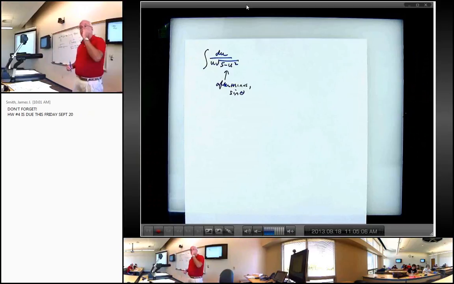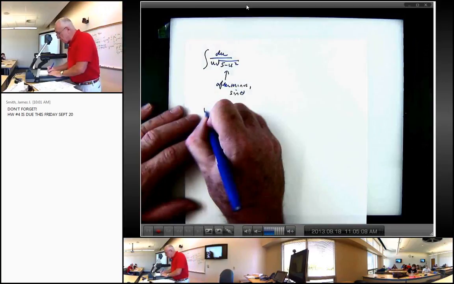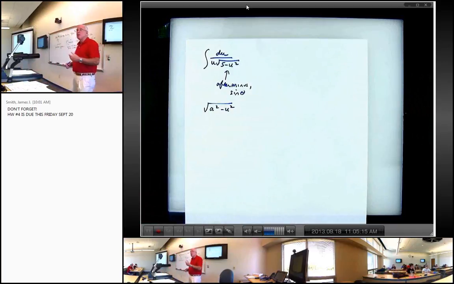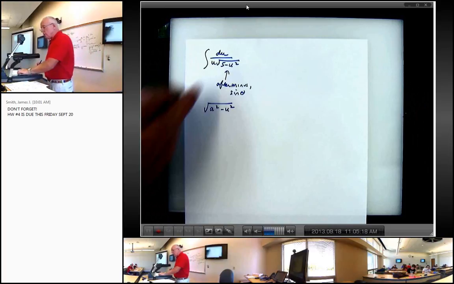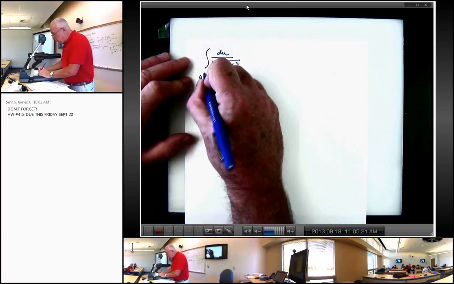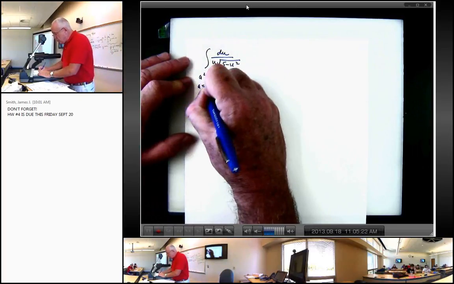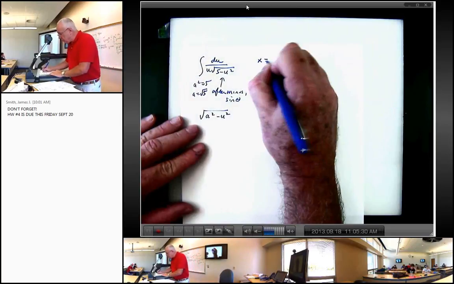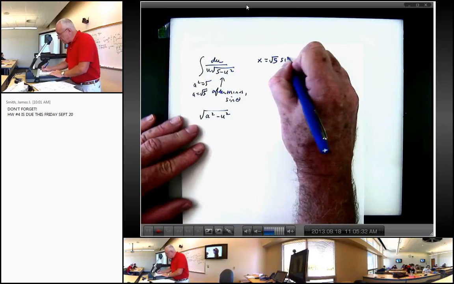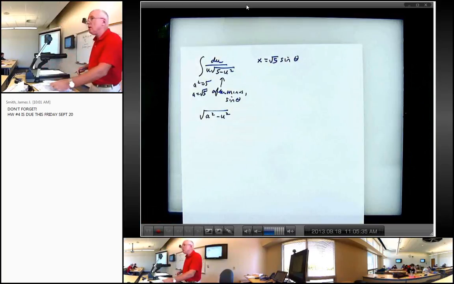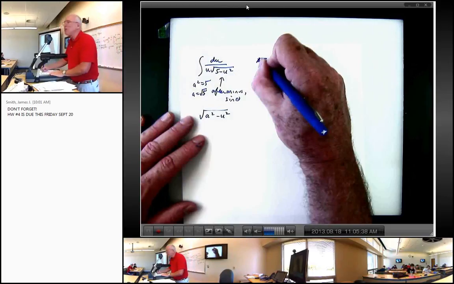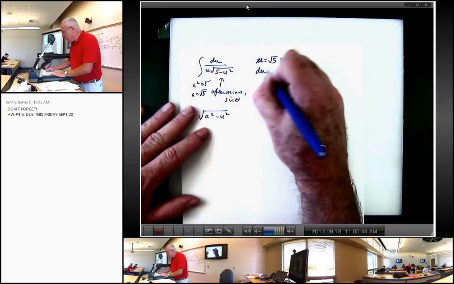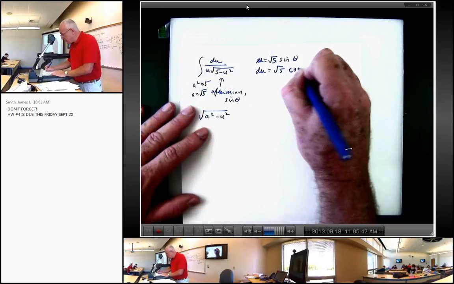All right. Now, what's our a going to be here? Remember, the normal form is the square root of a squared minus u squared, or x squared. So a squared is equal to 5, because here we have a 5. So the a that we're going to use is the square root of 5. So our substitution is going to be u equals the square root of 5 times the sine of theta. Oh, you're right. Thank you. I'm so used to x. So du, of course, is the square root of 5 times the cosine of theta, d theta.